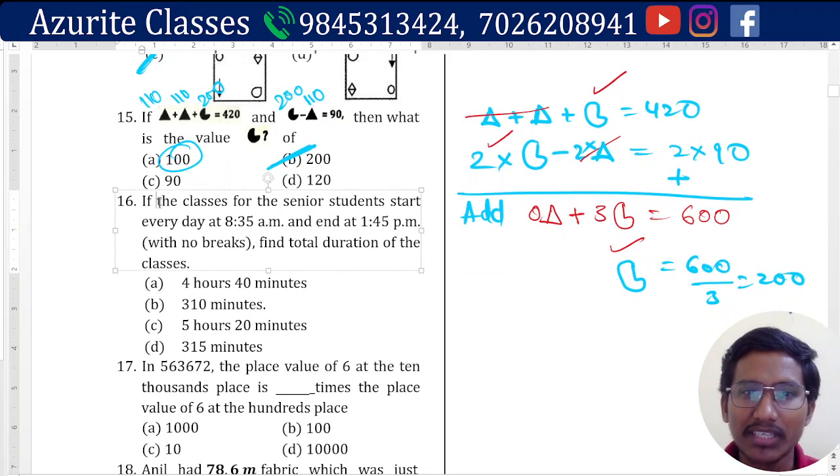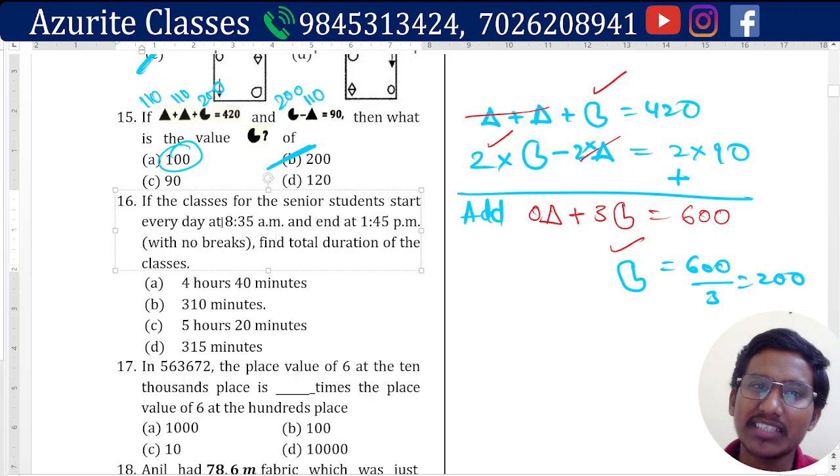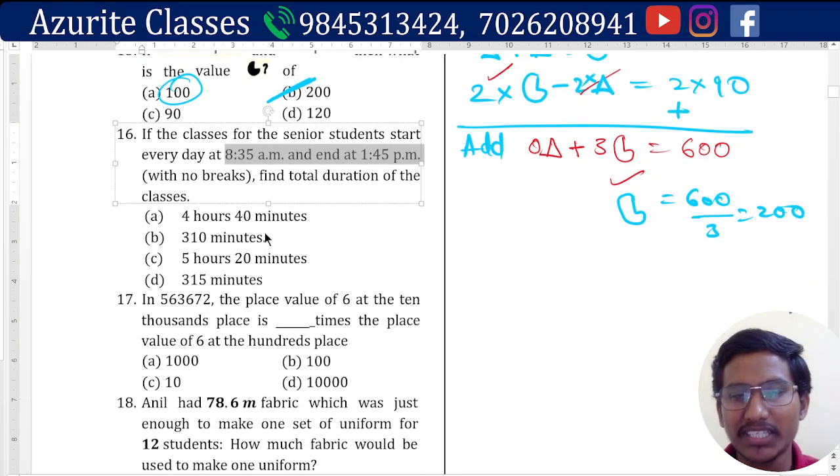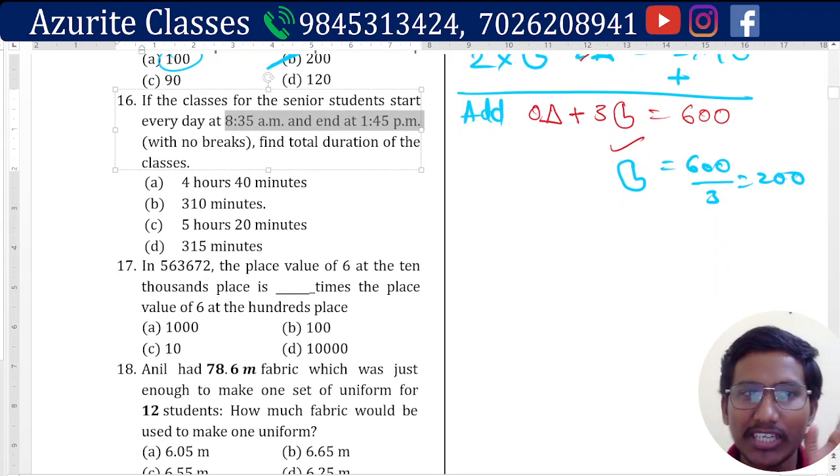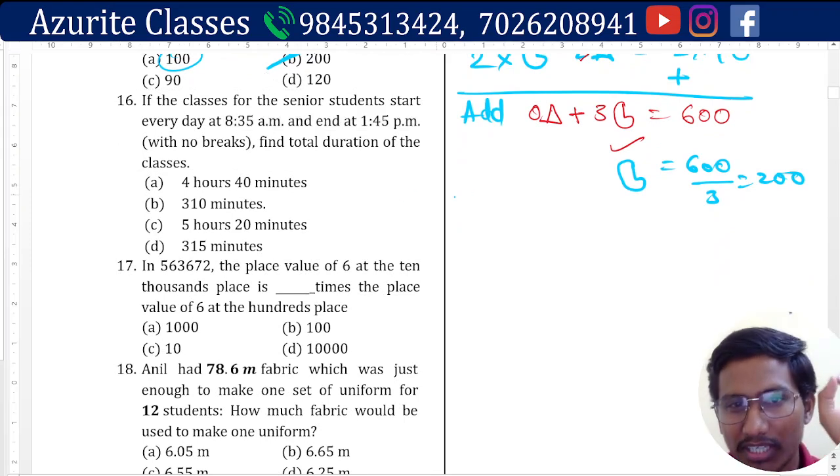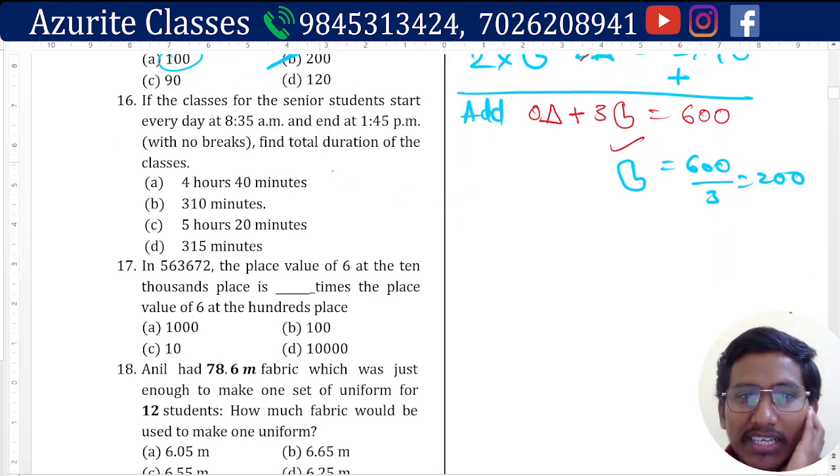16th one, if the class of a senior student starts every day at 8:35 and ends at 1:45 p.m., find the total duration. So 8:35 to 1:45 p.m., am to pm. So if it is changing, I told you in the middle 12 o'clock will come, right? 8:35 to how much, 1:45. So 12 o'clock will come in the middle.